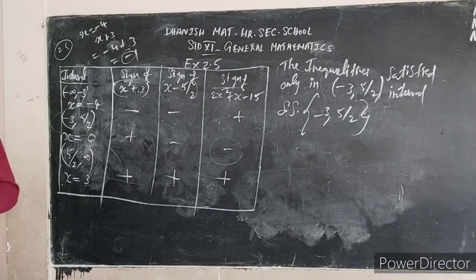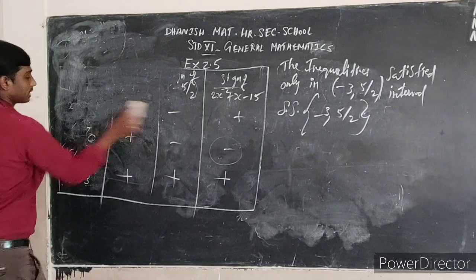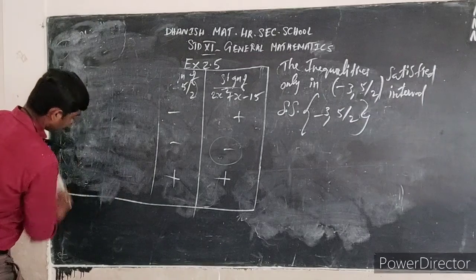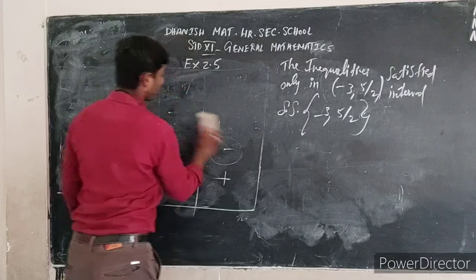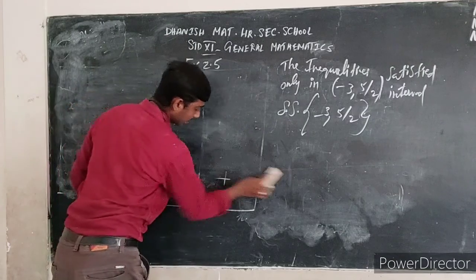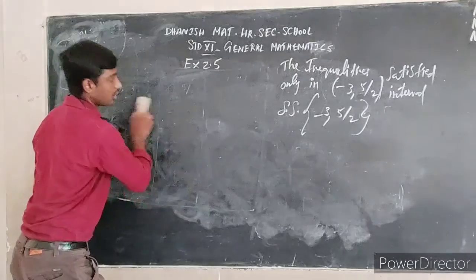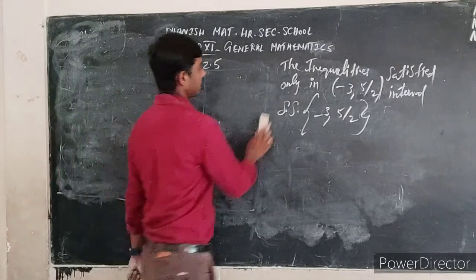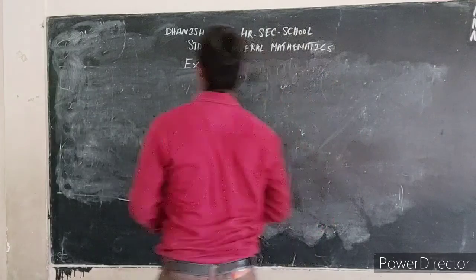Okay. In the next sum, the second sum will be homework for you. Let's see exercise 2.6. Same procedure you have to follow. Whatever procedure you followed in this sum, follow the same procedure for the second sum also. Okay, exercise 2.5, second sum.